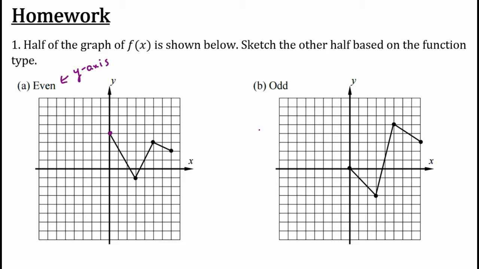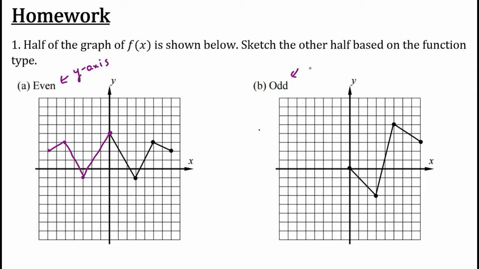Well, that point doesn't move because it's on the y-axis. If I reflect this across the y-axis, that point ends up there. This point's 1, 2, 3, 4, 5 away, so it needs to be 1, 2, 3, 4, 5 away, and then down 2. So if this function was reflected across the y-axis, now it's an even function because it's symmetrical about the y-axis. It has symmetry if I reflect it over the y-axis.